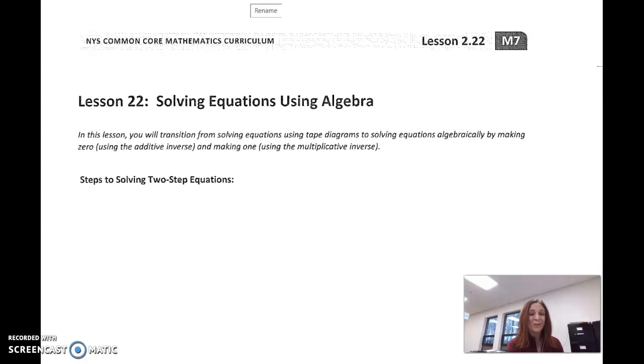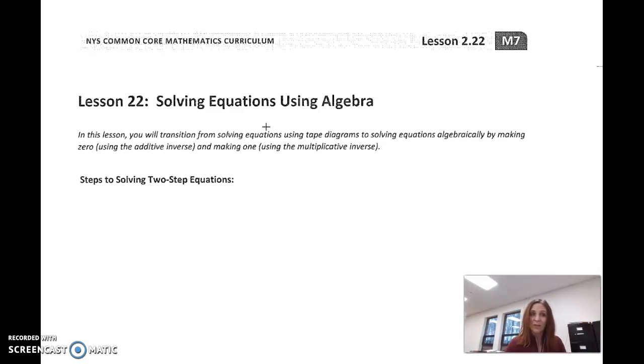All right, lesson 22 is on solving equations using algebra. Good news, we've already been doing this. We're just going to really focus on the rules right now. It says we're transitioning from tape diagrams to using algebraic manipulations, but it should look really familiar. Let's really focus and practice it, because this is a skill you're going to need for the rest of your math careers.